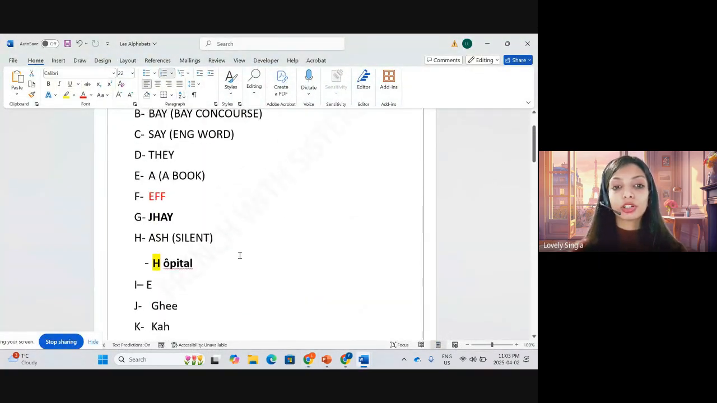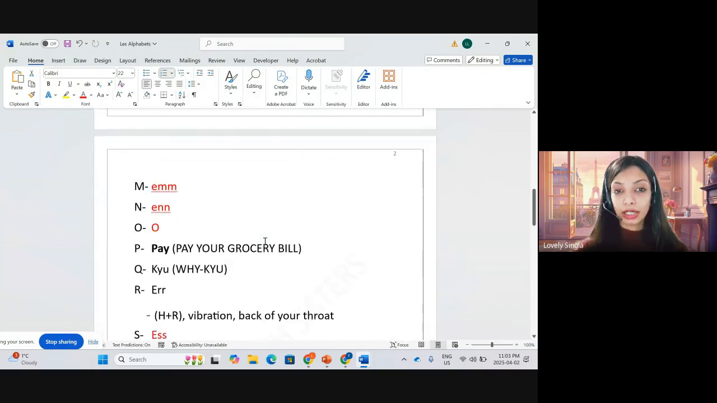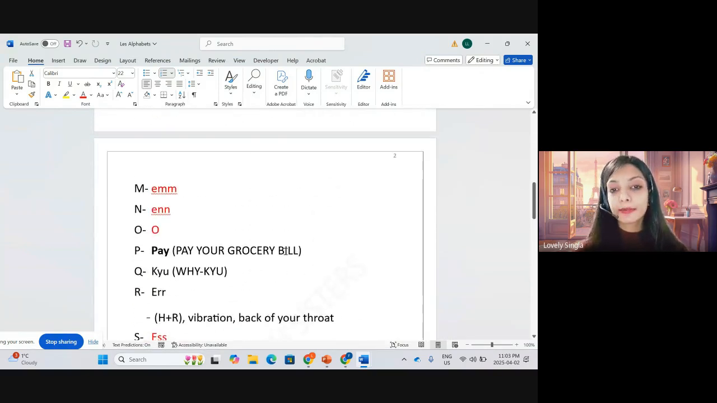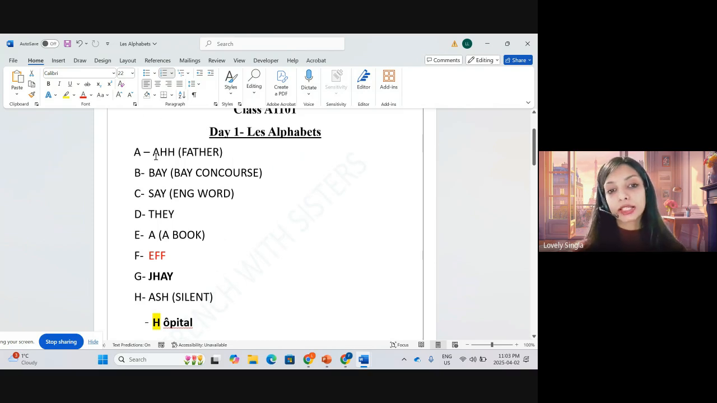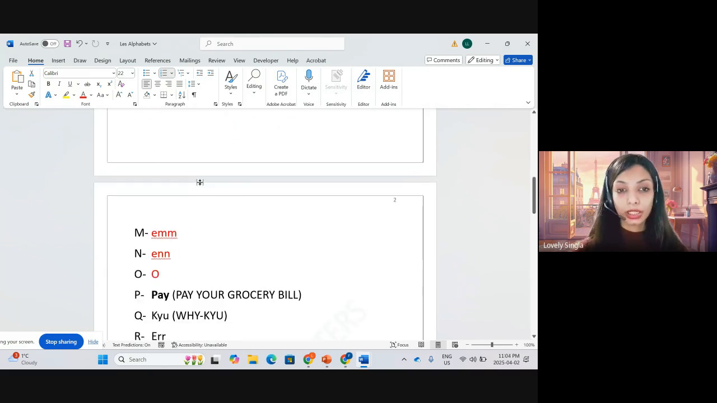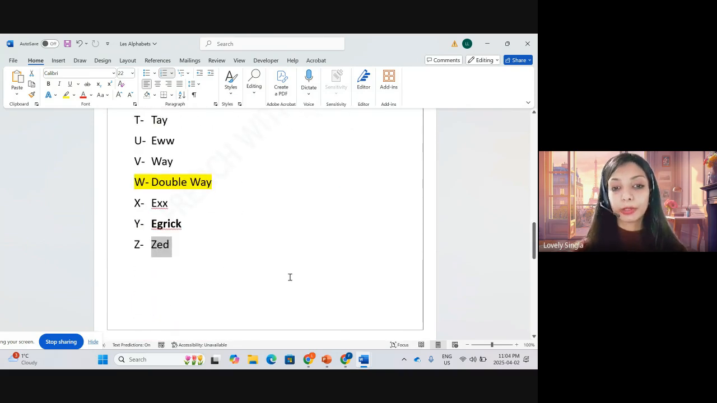So I'm going to share this document with you after the end of the class, and you can remember this. It will take some time. Don't panic, don't worry, but of course it will take some time and some practice to remember the pronunciations by heart. It won't come in one class only. So that was A to Z pronunciation.